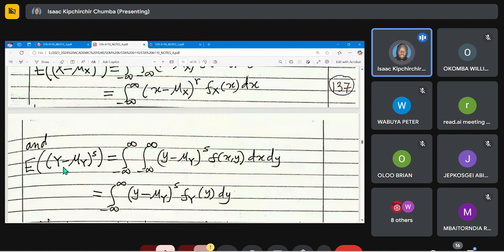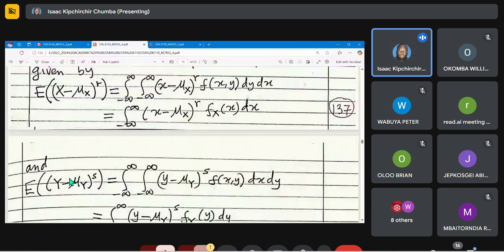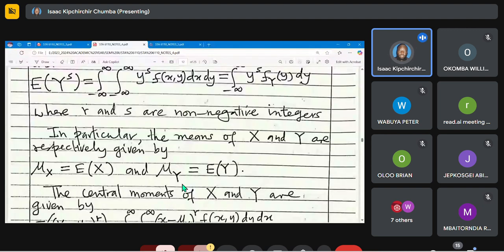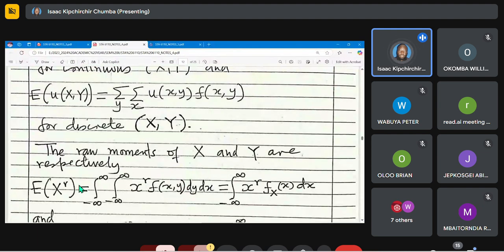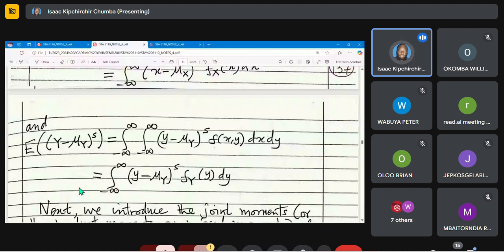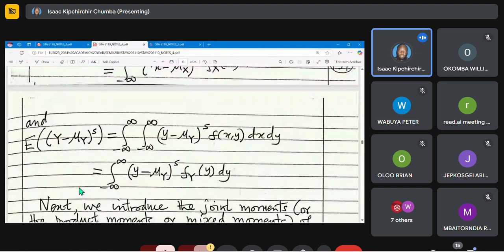So it will be about the mean of y. Then you can see eventually again you'll be using the univariate case. You are again using the marginal of y to get the moments. So these are the individual moments for the random variables, the raw moments and the central moments for the individual random variables, which you can actually get using the marginals.